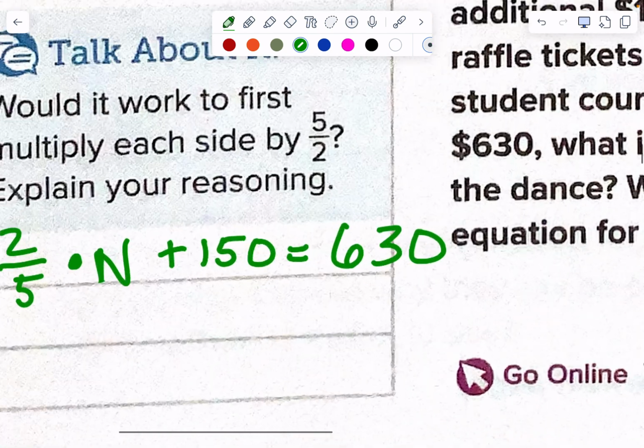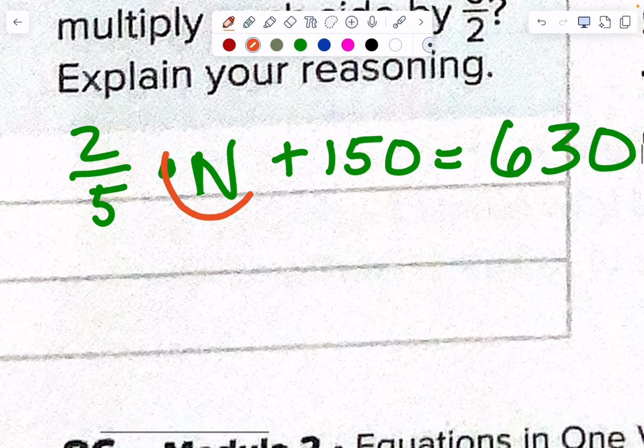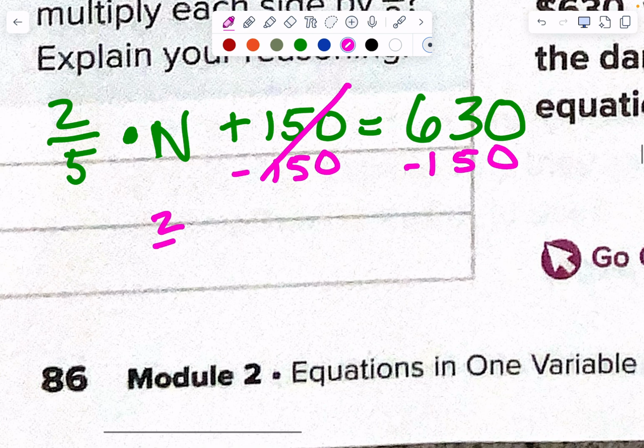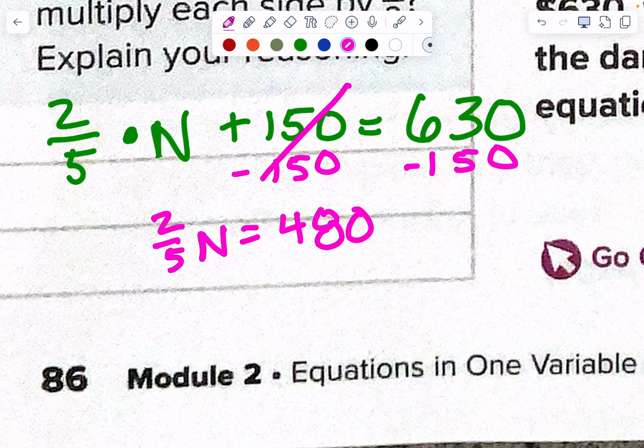Questions about that? Okay, N is over here. I have a 2/5 and I have a 150. If you would plug a number in for N, would you multiply it by 2/5 first or would you add the 150? I would multiply, so I want to do that last. So I'm going to get rid of the 150 first, so I have to subtract 150. Minus 150. Okay, and this is 2/5 N equals, what's that? 480.